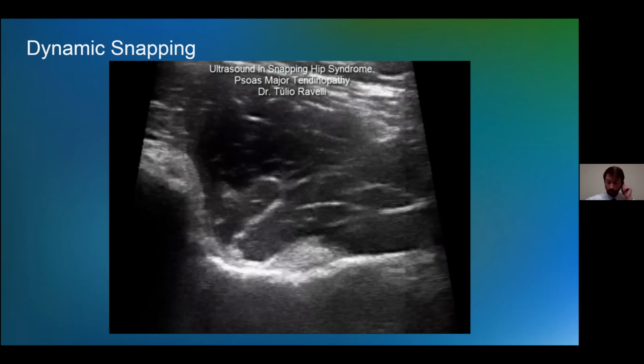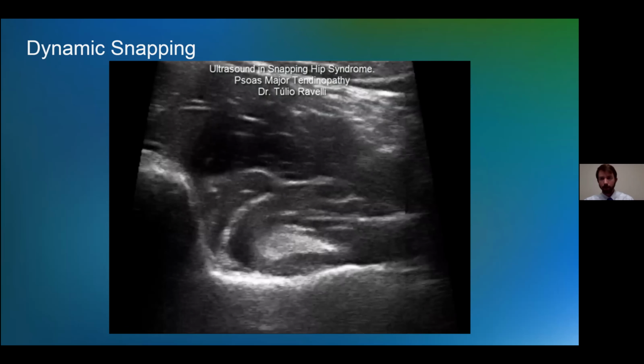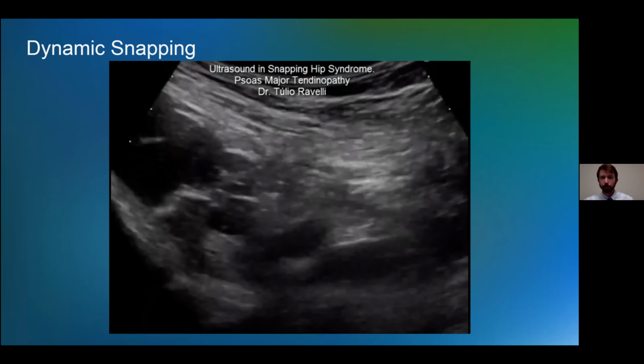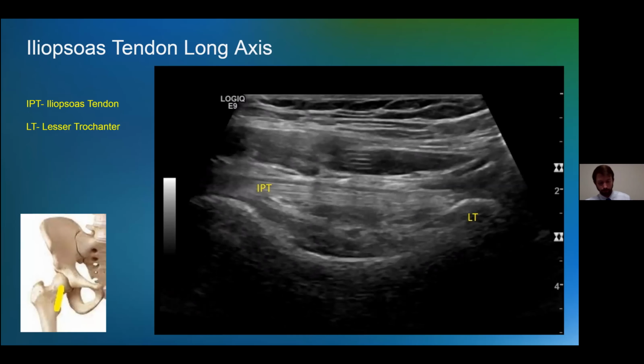Because dynamic hip ultrasonography is basically the gold standard for the diagnosis of anterior snapping hip. So moving on, our iliopsoas complex as well as the iliopsoas tendon really should be visualized in a long axis view to complete this portion of the examination.